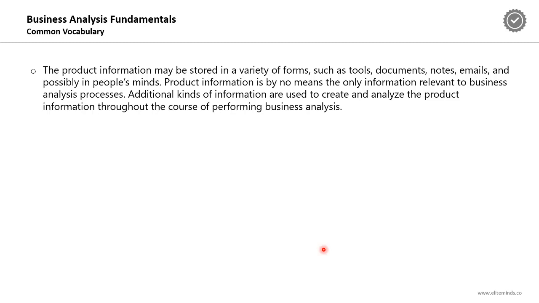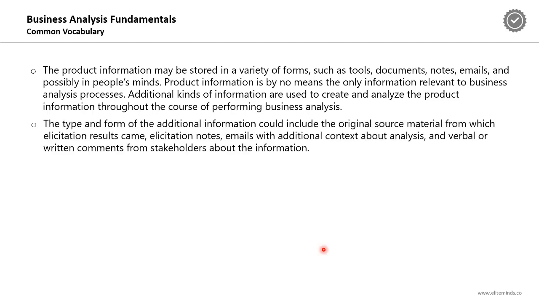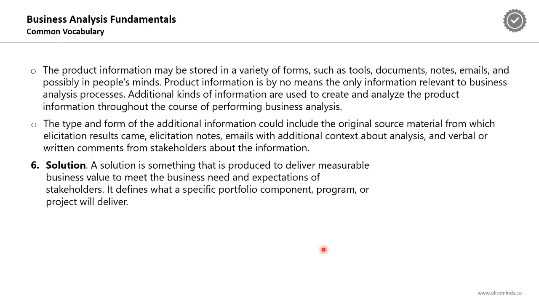Product information is by no means the only information relevant to business analysis processes. Additional kinds of information are used to create and analyze the product information throughout the course of performing business analysis. The type and form of the additional information could include the original source material from which elicitation results came, elicitation notes, emails with additional context about analysis, and verbal or written comments from stakeholders about the product information.